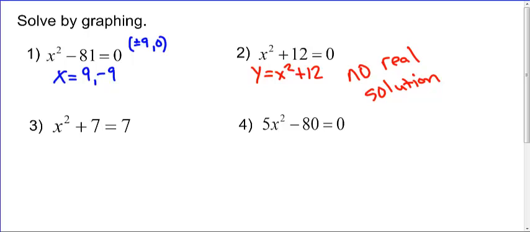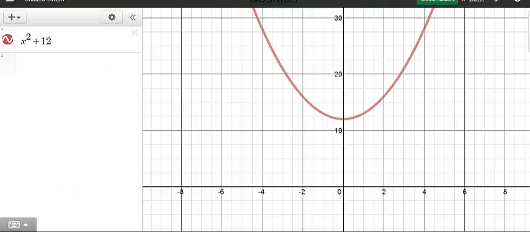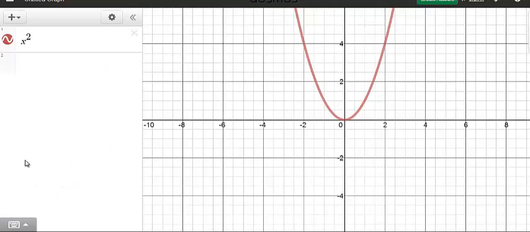Alright, so let's look at number 3. We run into something slightly different on number 3, where we have numbers on both sides of the equation. Let's go ahead and simplify just a little bit by subtracting 7 from each side, and we'll have x squared equals 0. Now again, we want to just graph y equals x squared. And I have that graph ready for you as well right here.